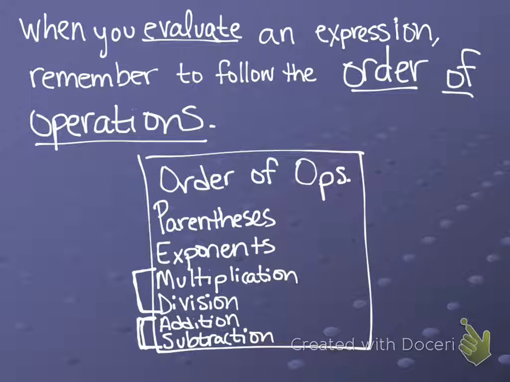Okay, when we evaluate an expression, we have to remember to follow our order of operations. You have them listed out there as a refresher. Again, nothing new. We've done this before. We have to remember to do multiplication and division in order from left to right. Same thing with addition and subtraction. So multiplication does not always come before division. Addition does not always come before subtraction.